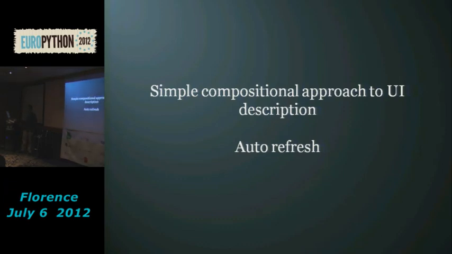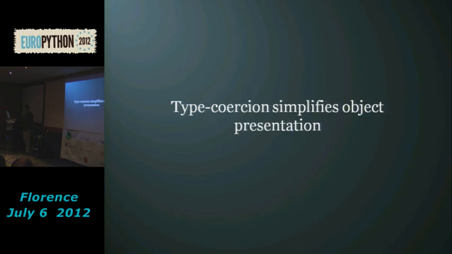To conclude, we've got a simple compositional approach to UI description, namely presentation combinators. It's like Lego bricks for visuals. Auto refresh means you can automatically keep stuff up to date. You've got tight coercion that massively simplifies object presentation, or at least it does for me.